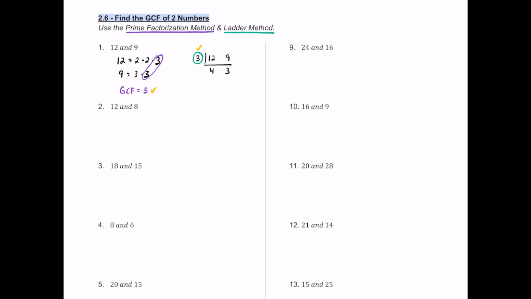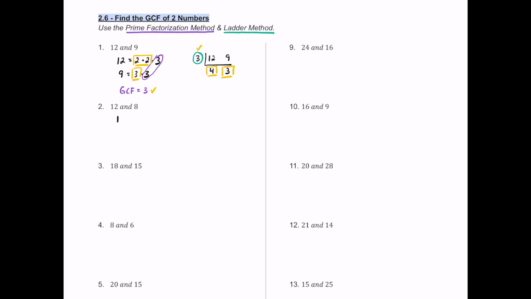All right. Something else to notice here is if you look at the numbers that we didn't say were in common, this 2 times 2 does equal this 4 here. And then this 3 that's left over here is this 3 that's left over here. So the number on the side is going to be the GCF for the ladder method.